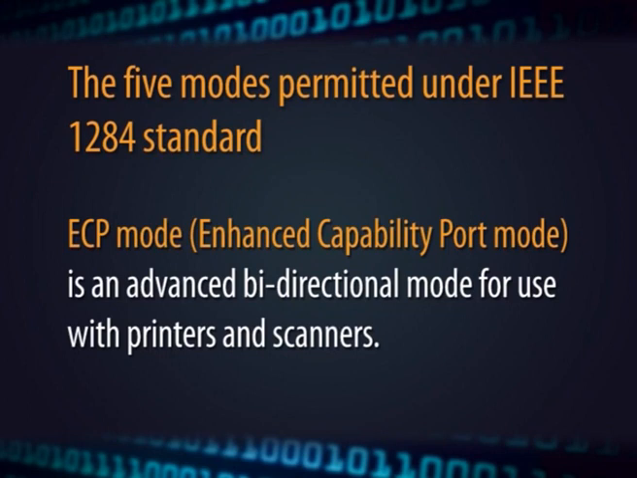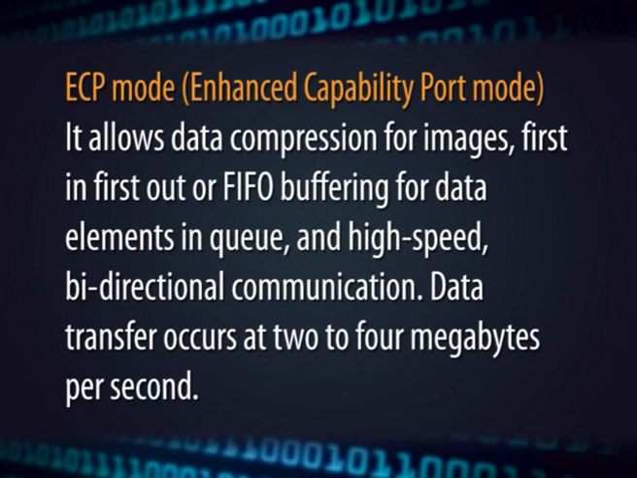4. ECP mode, enhanced capability port mode, is an advanced bidirectional mode for use with printers and scanners. It allows data compression for images, first in first out, or FIFO, buffering for data elements in queue, and high speed bidirectional communication. Data transfer occurs at 2 to 4 megabytes per second.